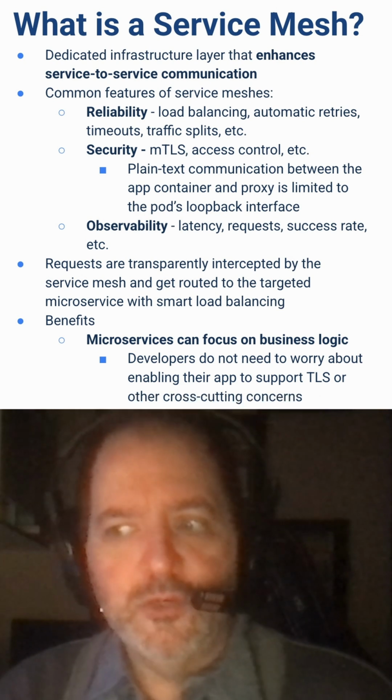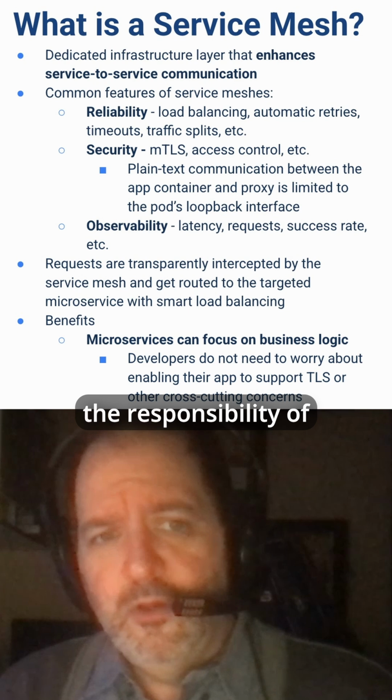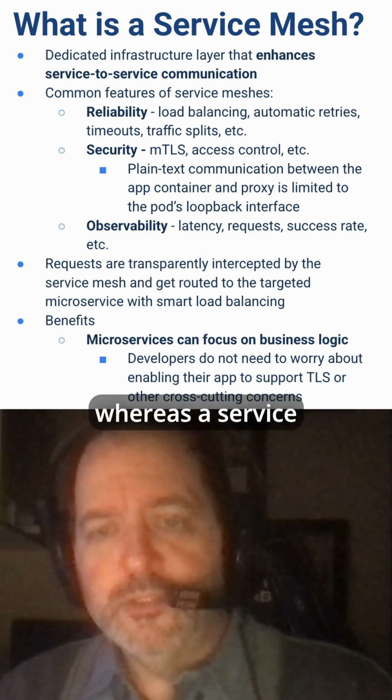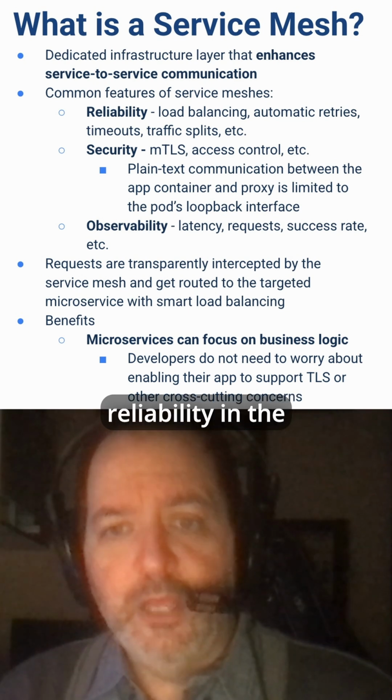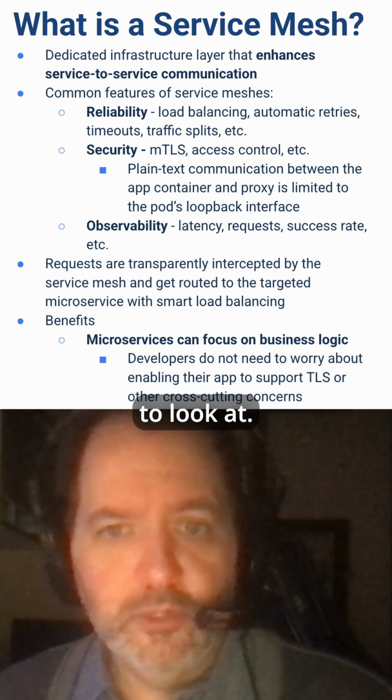So if you want it to be a feature, you have to build it into your application. And that really shifts the responsibility of reliability to developers, whereas a service mesh can provide reliability in the form of retries and circuit breaking and all sorts of other features that we're going to look at.